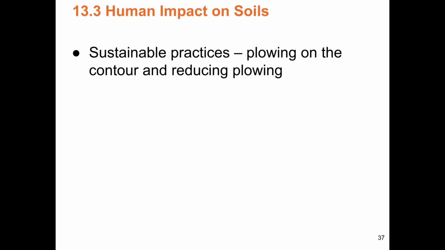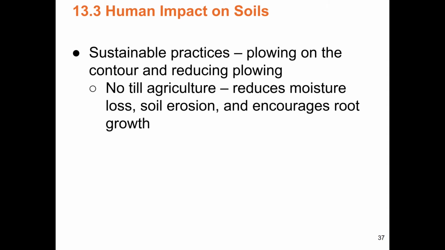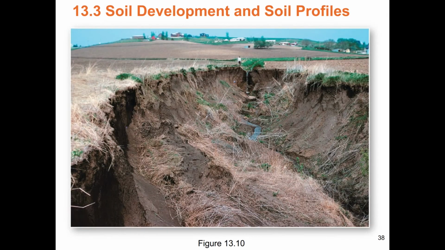Sustainable practices: reducing plowing, and plowing on the contour. So the plowing would actually duplicate contour lines because you're not going up or down. So plowing on the contour prevents soil loss. Reducing plowing reduces soil loss. That's called no-till agriculture. No-till agriculture reduces moisture loss, reduces soil erosion, encourages root growth.